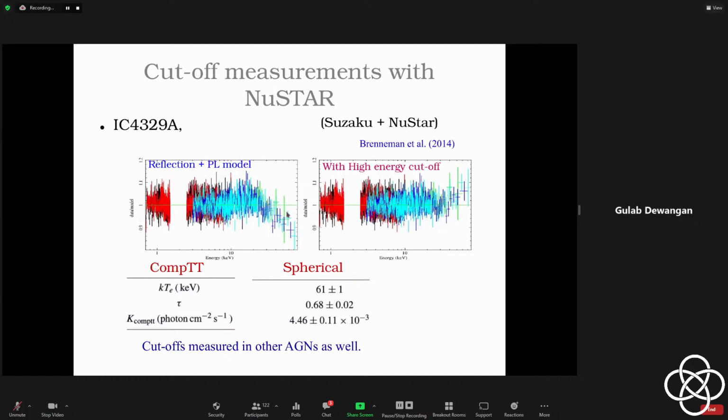Okay, and after you introduce a high energy cutoff, then this ratio is very close to 1 at all energies. And this cutoff is obviously the signature of the temperature of the comptonizing corona. So therefore, one can measure the temperature of the corona, and in this case it turns out to be about 61 keV, with an optical depth of about 0.7 or so. So this is a signature of thermal comptonization for X-ray emission in active galactic nuclei.